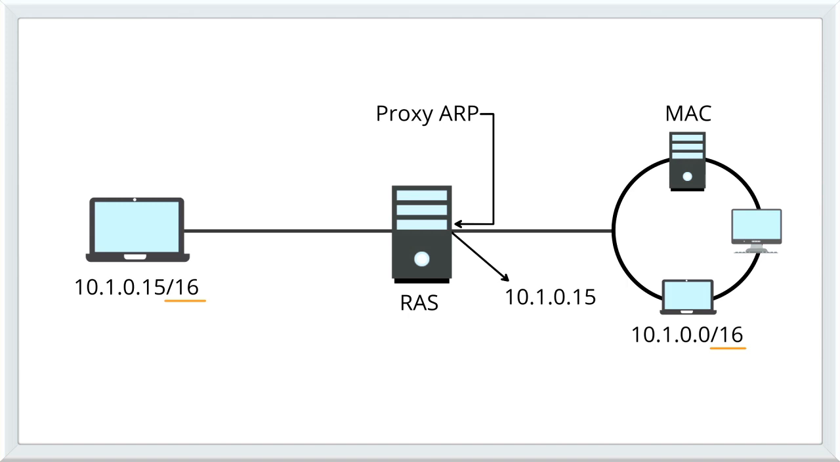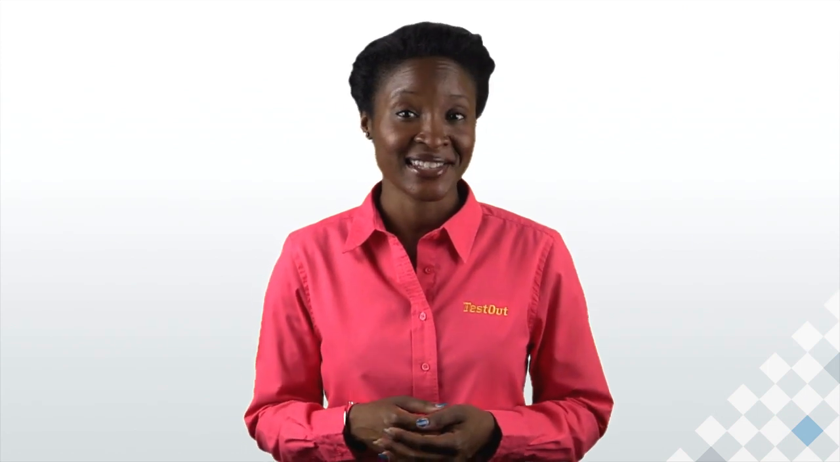Another issue you may encounter involves a remote access client that's given a different address on a different subnet from the private network. In this case, the remote access server is acting as a router. You need to verify that routing has been enabled so that packets from one subnet can pass to the other subnet. That's it for this lesson.